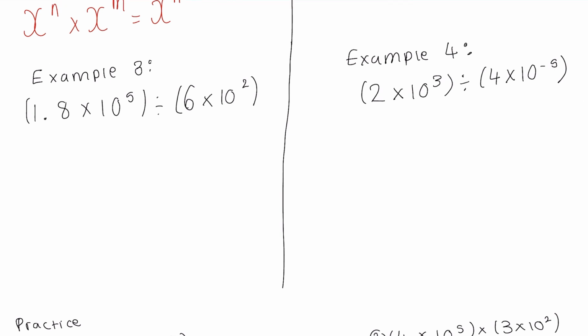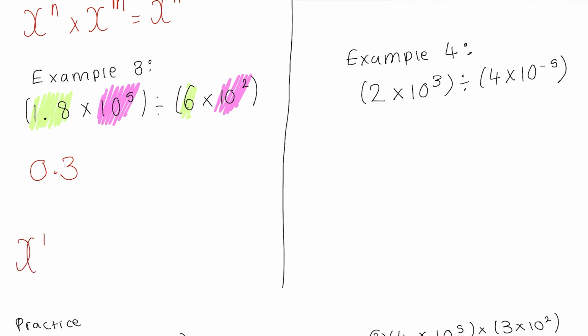So we do exactly the same thing. We focus on our numbers first, and then we focus on our powers of 10. So the first thing we're going to do is 1.8 divided by 6. And that gives us 0.3. I'm then going to have a look at my powers of 10. So 10 to the power of 5 divided by 10 to the power of 2.